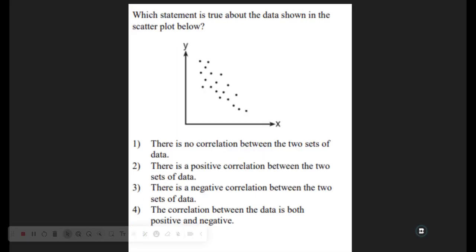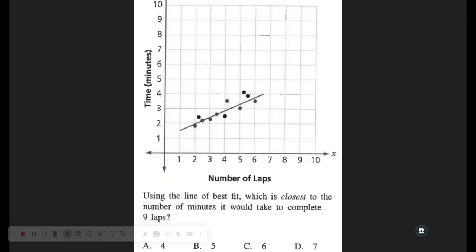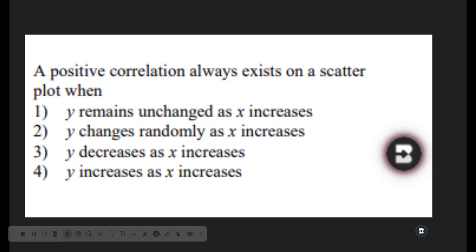Here, you're going to do the same thing. Tell me what type of correlation you see. Take a second. If you chose negative, which was number 3, you're absolutely correct because it is flowing downward. We're going to skip over that because we're not to line of best fit yet.